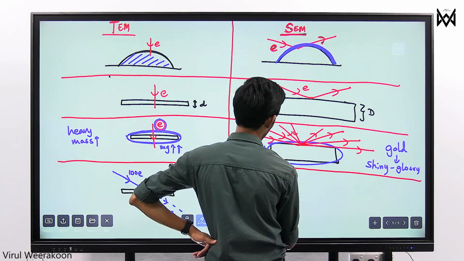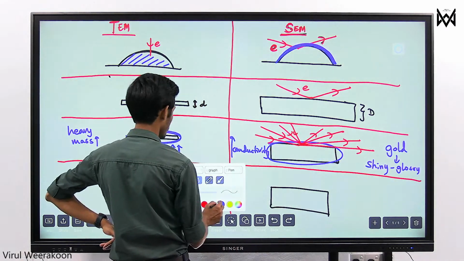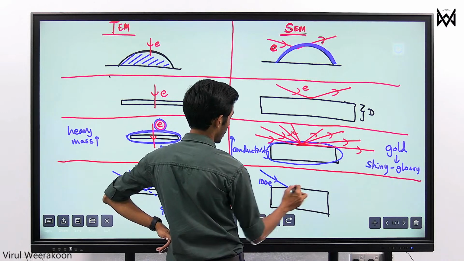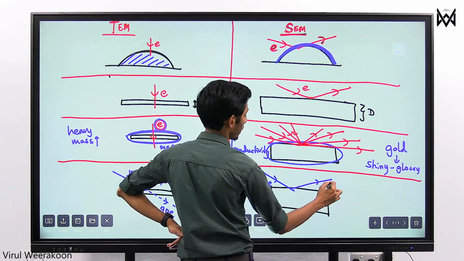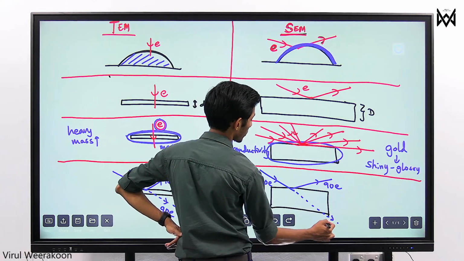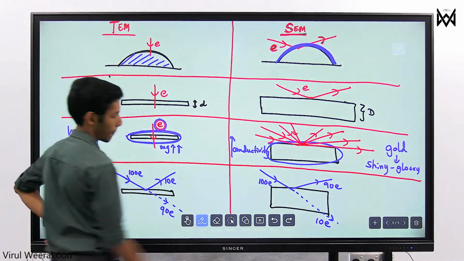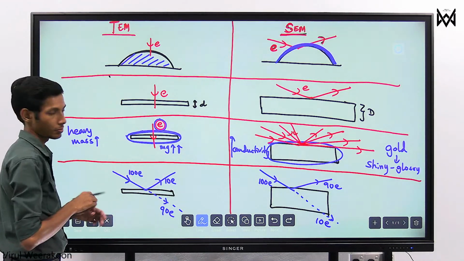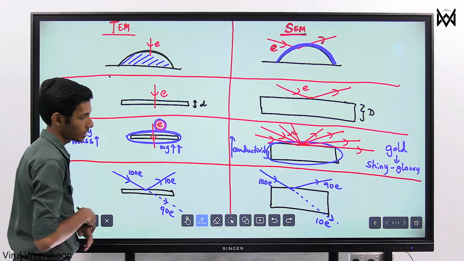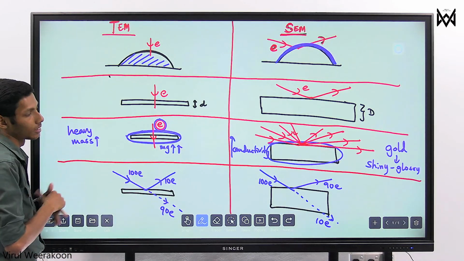transmission. But imagine in the scanning electron microscope, what will happen? They are the same. 100 electron rays come in, and 90 electrons are reflected and only 10 electrons will go through the specimen. That is what will happen there.